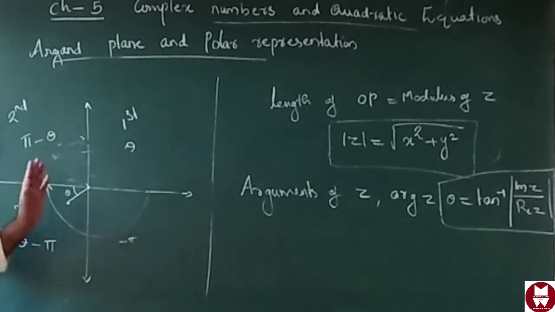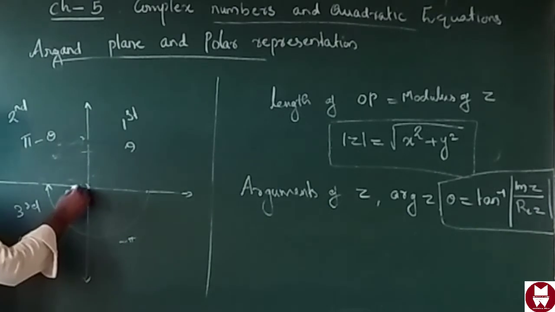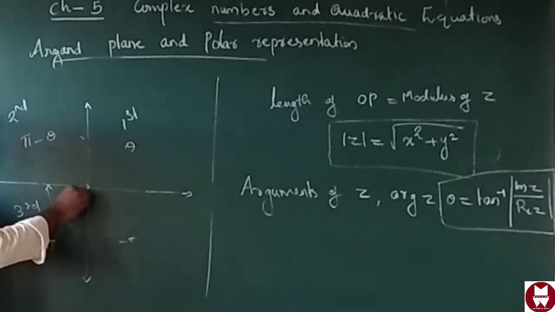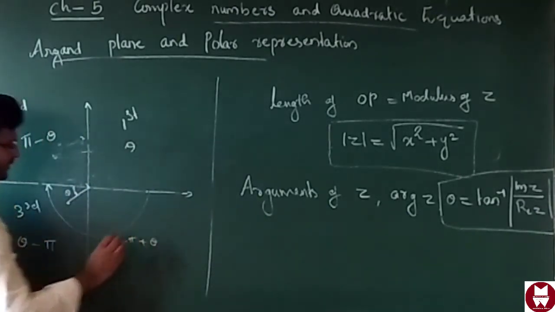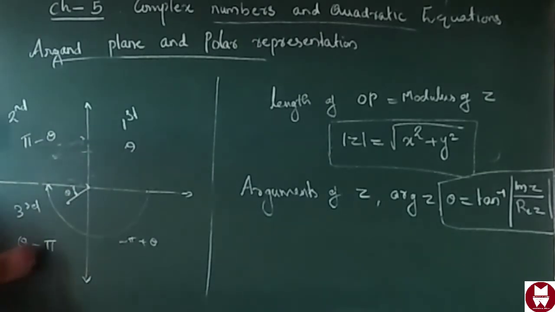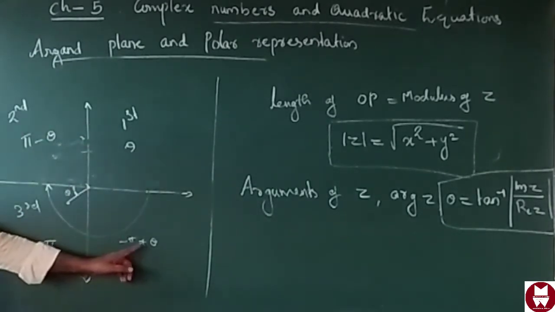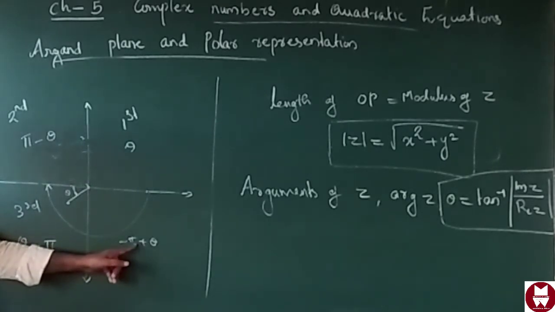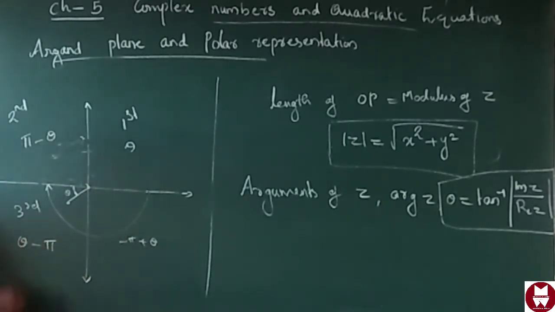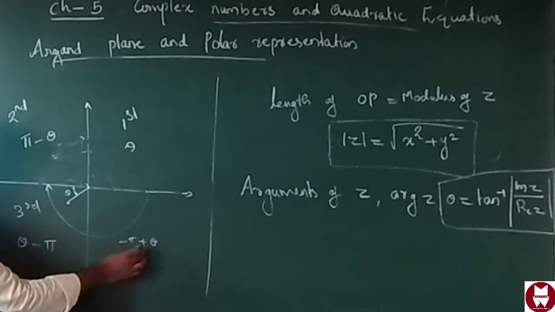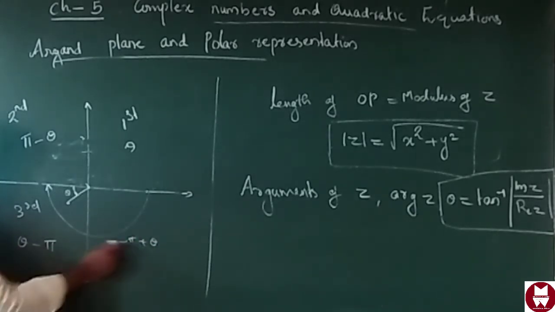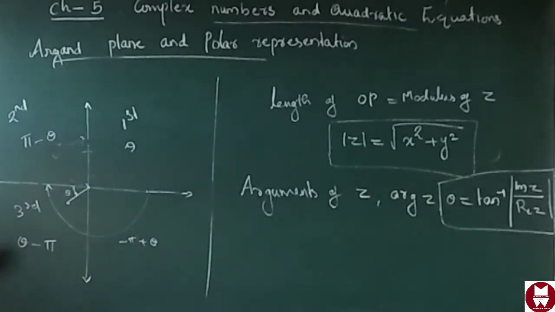Clockwise rotation means negative only, isn't it? Minus pi. Then for this part we have to add plus theta. Then only we will get the argument of the third quadrant. Why do we add? In here it is minus pi only, negative only, isn't it? Then we can write this as theta minus pi. In the third quadrant, the argument will be theta minus pi.